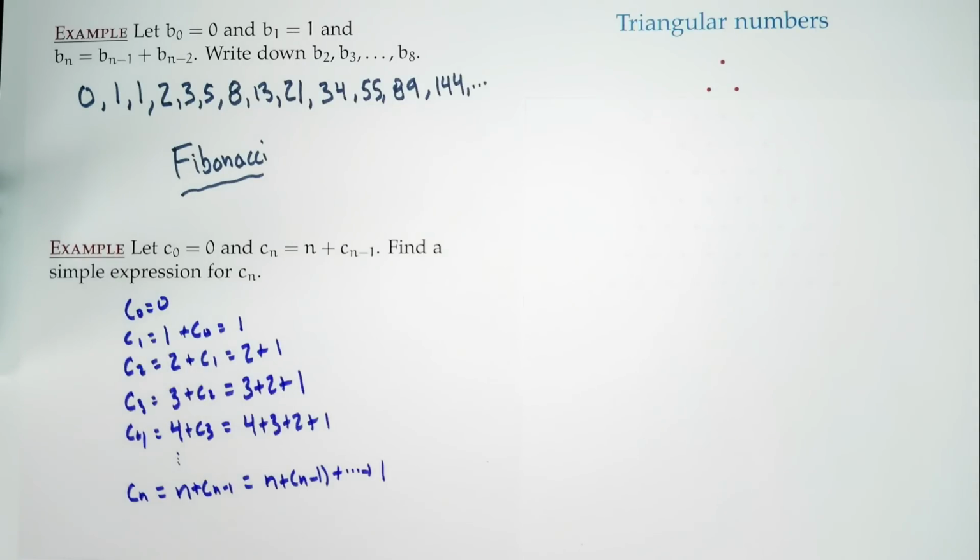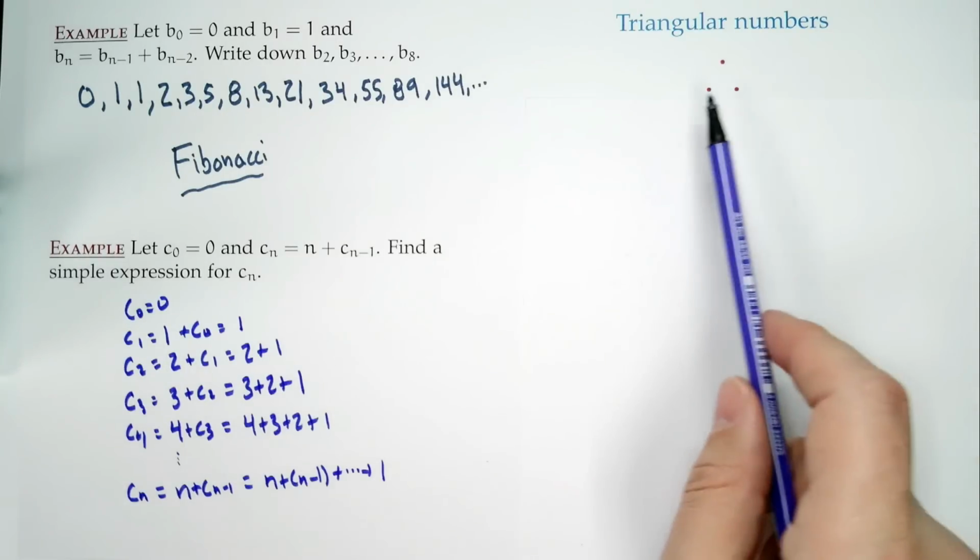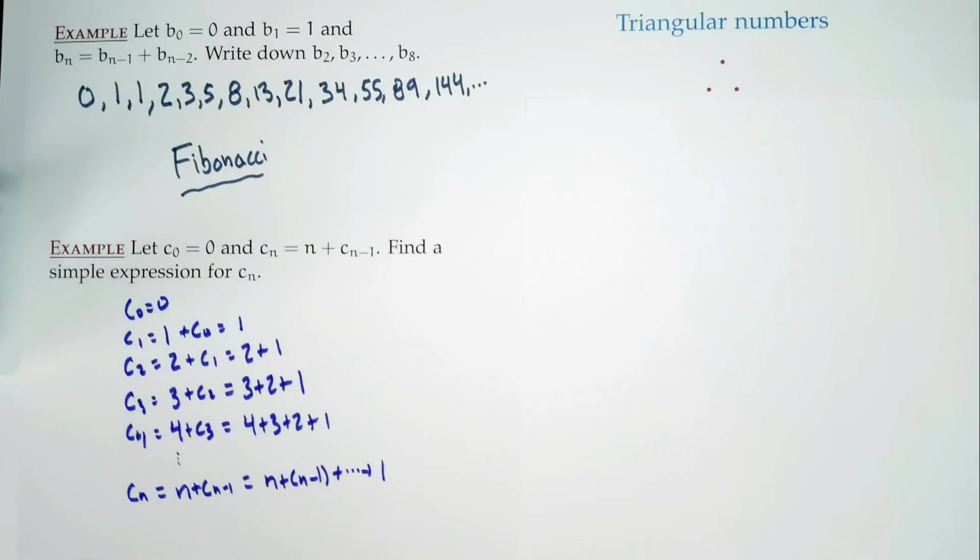Now how many are there? Well, there's 1 plus 2. And then 1 plus 2 plus 3. And then 1 plus 2 plus 3 plus 4. 1 plus 2 plus 3 plus 4 plus 5. And so forth and so on.